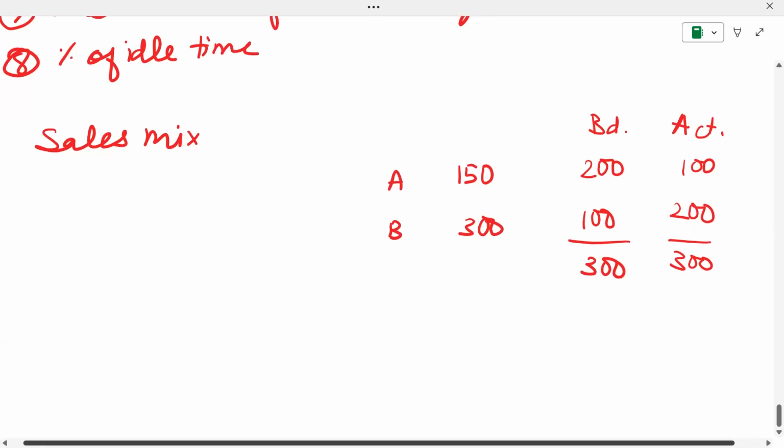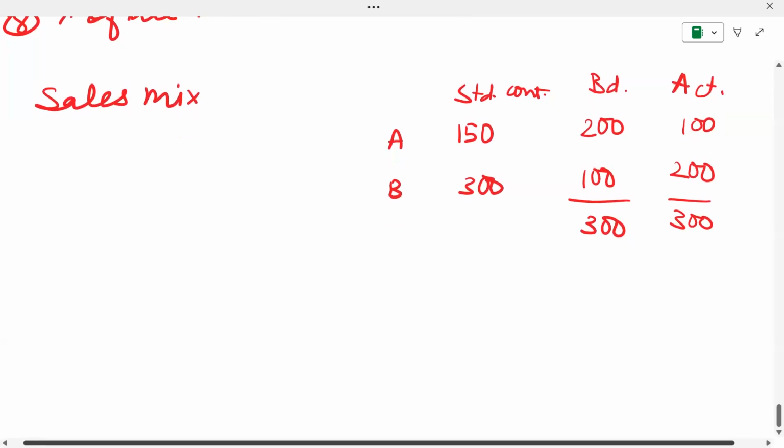So basically sales mix aims to analyze how much is the difference between the actual mix and the budgeted mix. So we are valuing this at the standard profit. So let this be the standard contribution per unit. So let's try to find out.